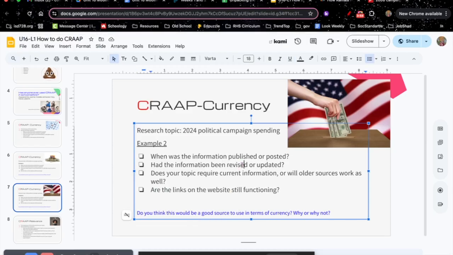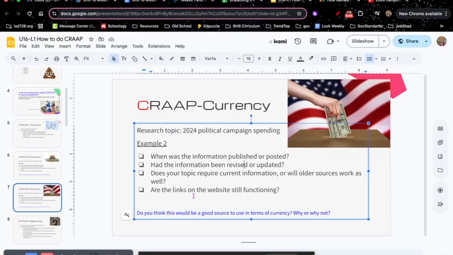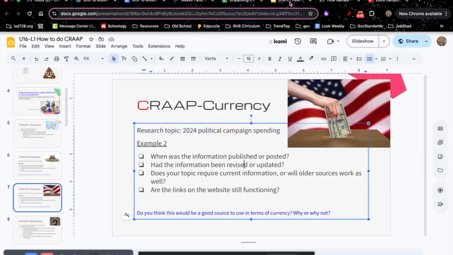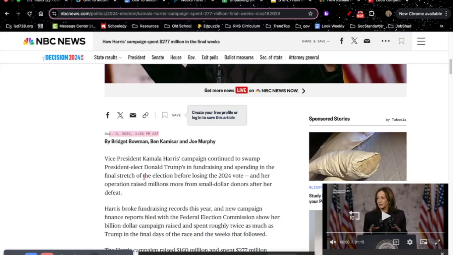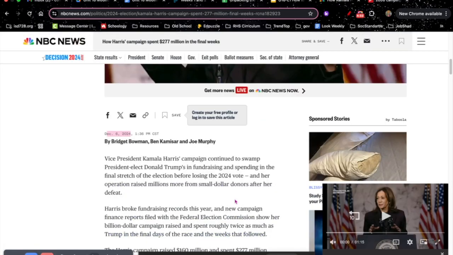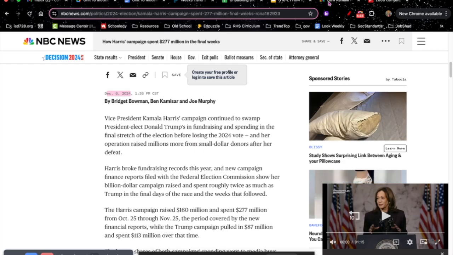So, when was the information published or posted? December 2024. Had the information been revised or updated? Usually that'll say about right here in the news article. It looks like it hasn't. Does your topic require current information, or will older sources work as well? Well, considering that I'm talking about the 2024 campaign spending, this is a pretty timely, up-to-date resource. And are the links to the website still functioning? If I click on this video, it's going to play. So yeah, the links are still functioning.